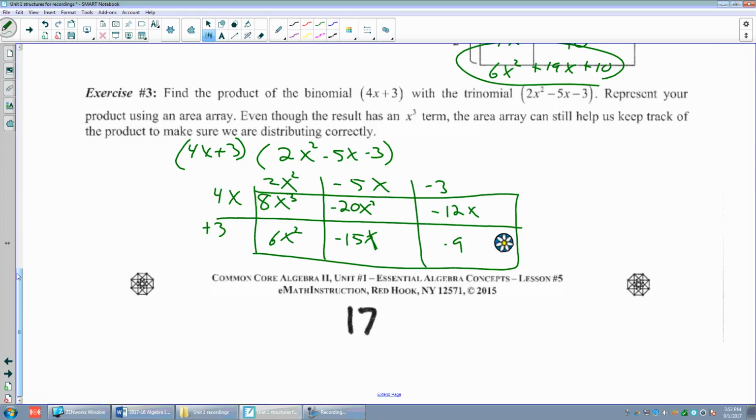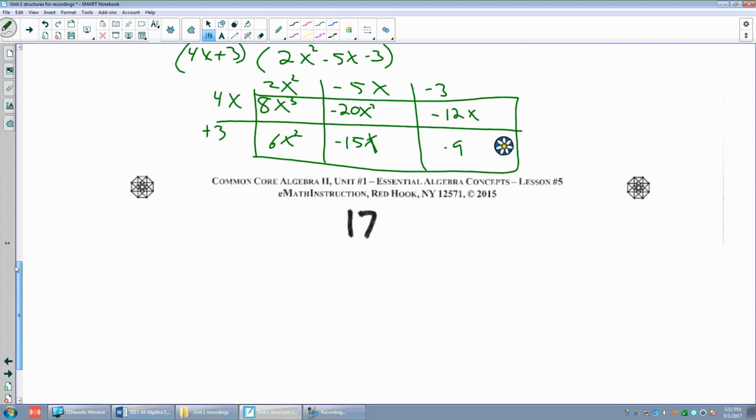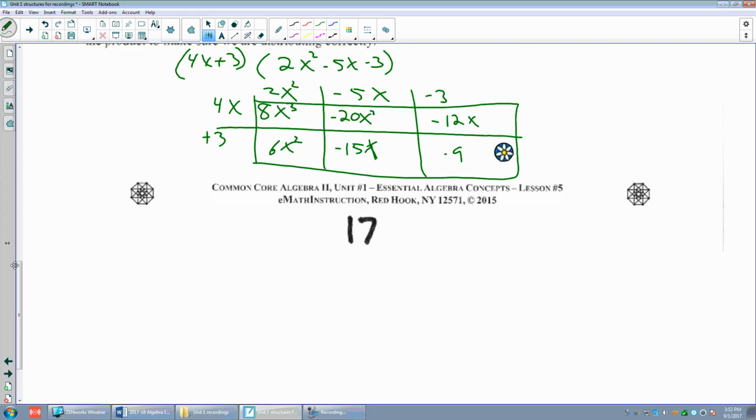And we write down our answer. 8x cubed, there's nothing to combine with it. 8x cubed, diagonals, minus 14x squared, diagonals, minus 27x. Oh, no diagonal with that, minus 9.